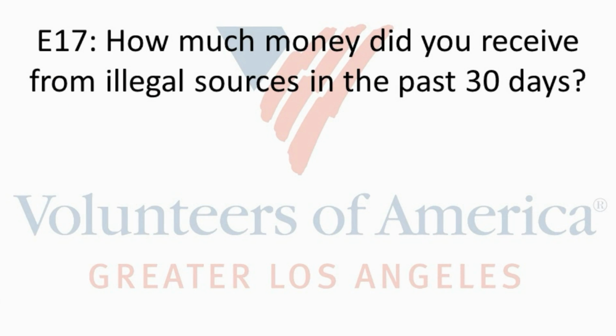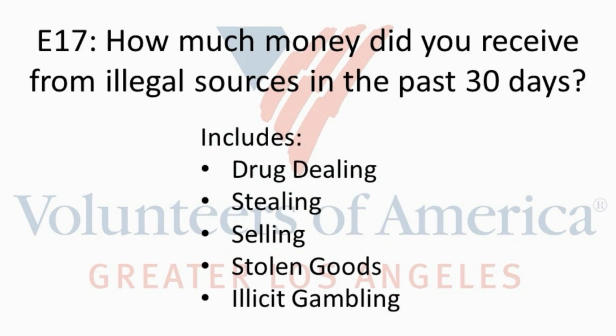For question E17, it states, how much money did you receive from illegal sources in the past 30 days? This includes any money obtained illegally from drug dealing, stealing, selling stolen goods, or illicit gambling. If the client has received drugs or other items in exchange for illegal activities, do not count the estimated cash value of these items. Simply note this in the comments section here and again in the legal section. Again, the focus is on cash available to the patient, not an estimate of the patient's net worth.